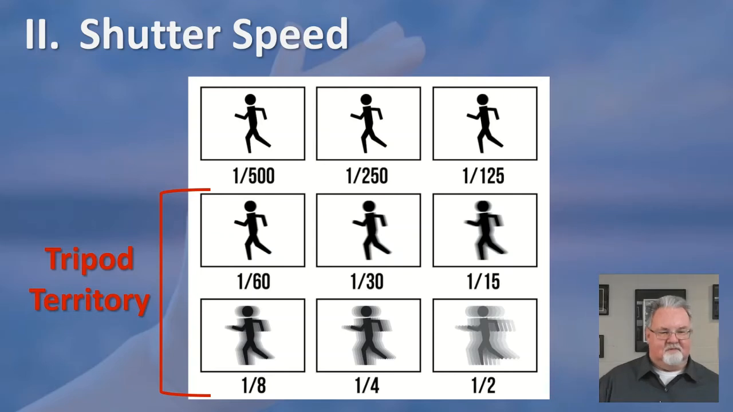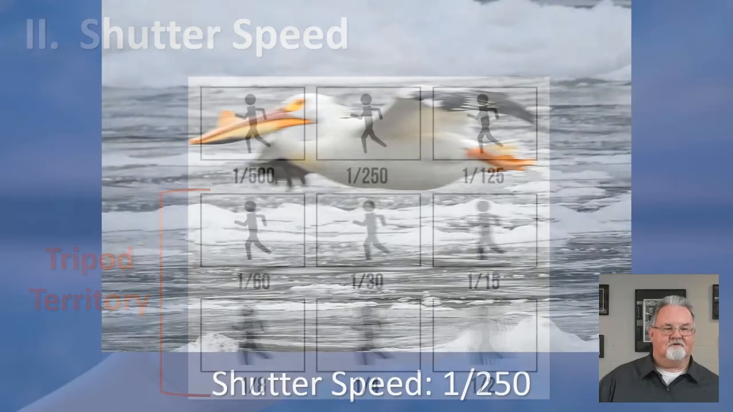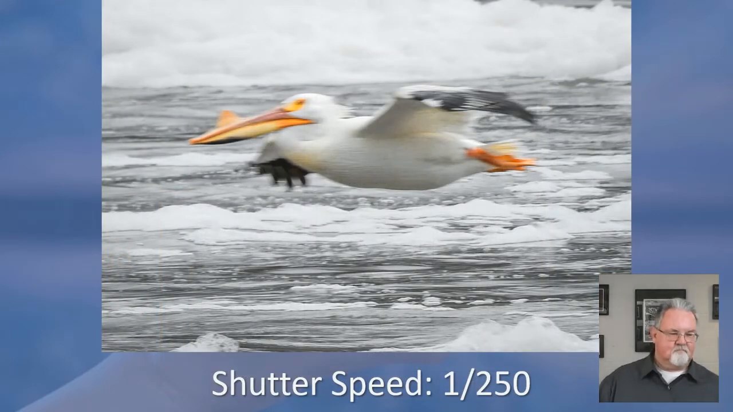And so you get the idea. The slower the shutter speed, the more motion blur you will get when things are actually moving. But let's take a look at some real life examples here. Now here is one example of this pelican over the Des Moines River. This is 1/250th of a second.